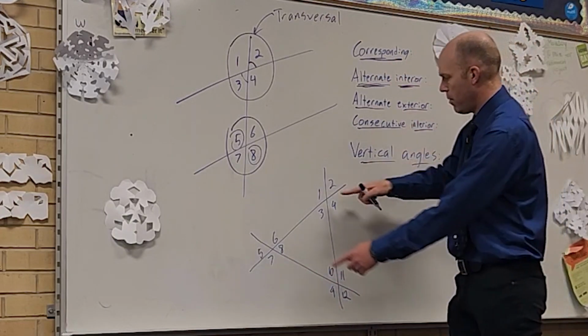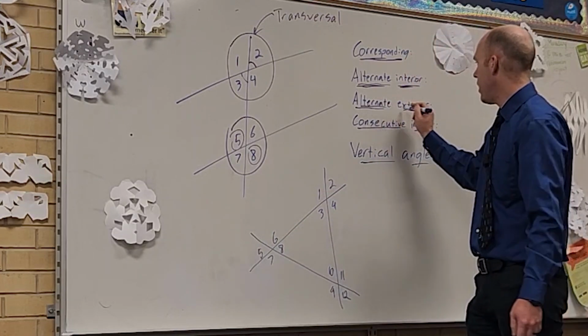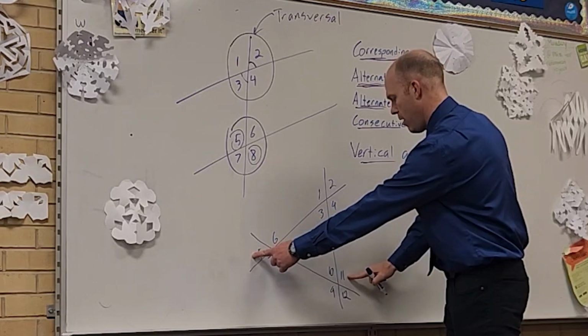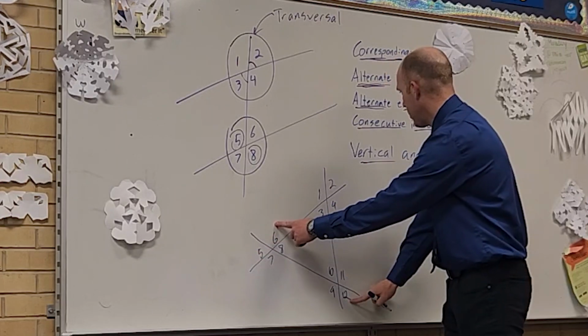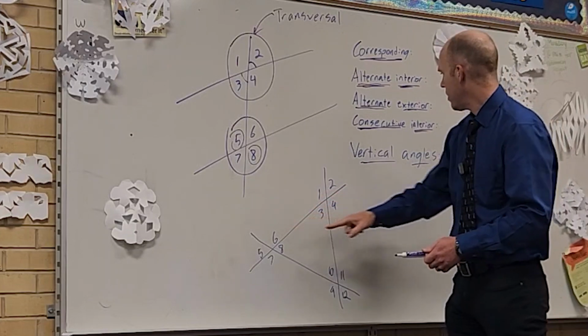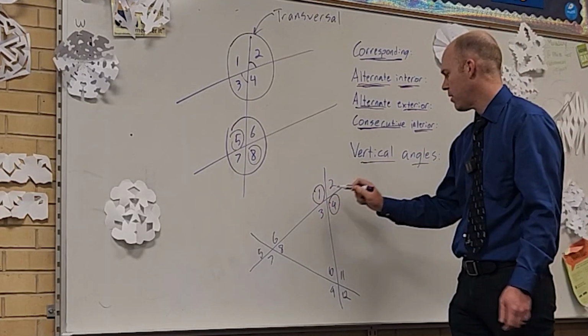Alternate interior, same thing, so it would be like 1 and 8, 6 and 3. Alternate exterior would be 2 and 7, 5 and 4, but we could also look at 5 and 11, 6 and 2. Consecutive interior angles would be like 1 and 6, and vertical angles we can see would be a pair like this, like 1 and 4.